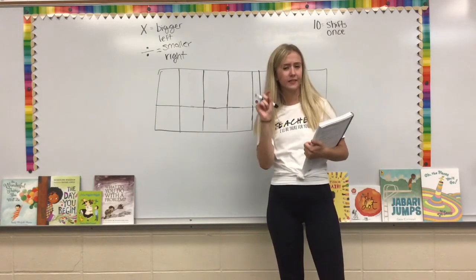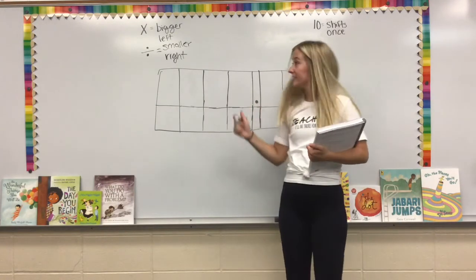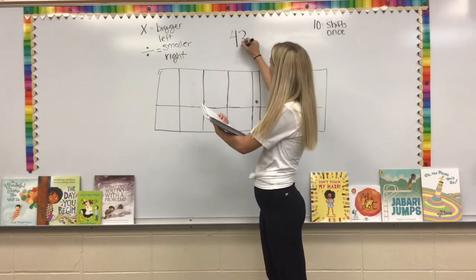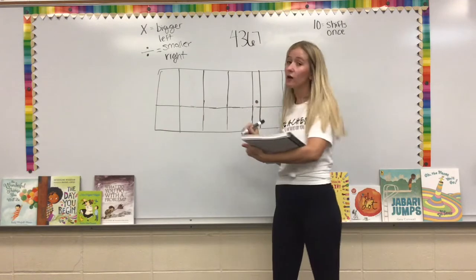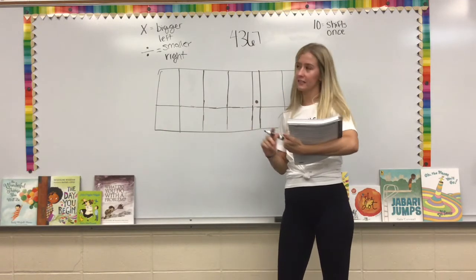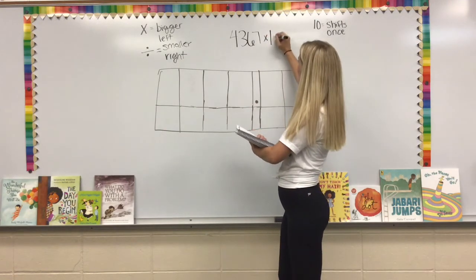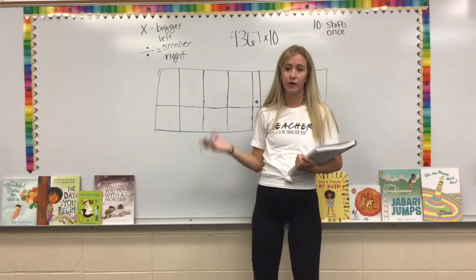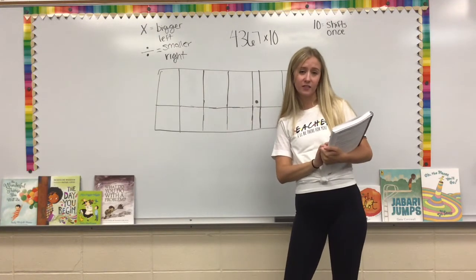Next problem looks a little bit different. We're this time going to have a number in the thousands place. So we have 4,367. We're going to start with our multiplication, just like last time, and then we're going to move on. Okay, go ahead and pause the video and try this for yourself.